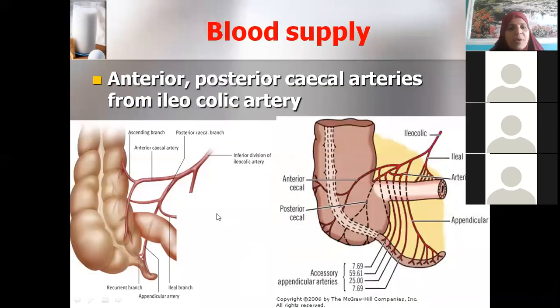Okay. Now coming to the blood supply of the cecum. Basically, if you remember, I told you midgut derivatives are from the lower part of the major duodenal papilla of the duodenum. That means the second part of the duodenum, third part, fourth part of the duodenum, jejunum, ileum, then cecum, appendix, ascending colon, and right 2/3 of the transverse colon. These are all derivatives of the midgut. And what is the artery of the midgut? Superior mesenteric artery. Very good.